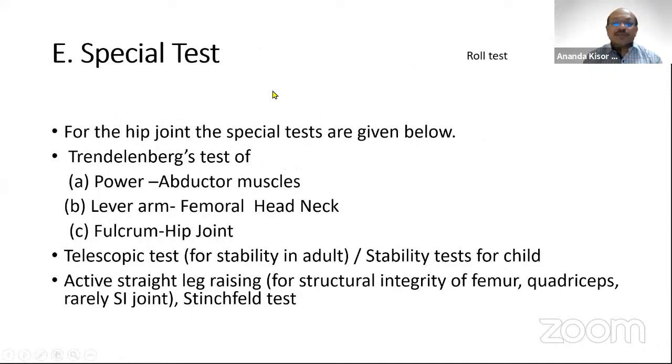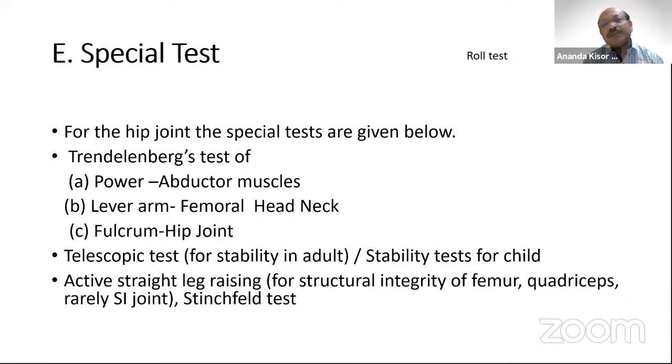Now, among special tests, the roll test is most important, because it is the test by which we can identify which hip joint is affected. It is a gentle rolling, even when the hip joint may be very painful. So this is the basic test by which we can easily ascertain which side is more painful. Keeping the patient in supine position, if we roll the whole limb with the hip and knee extended, the patient will complain of pain or resistance. That is the roll test.